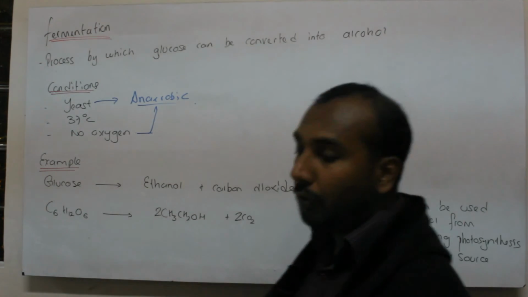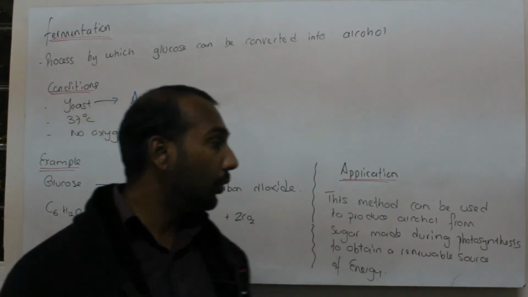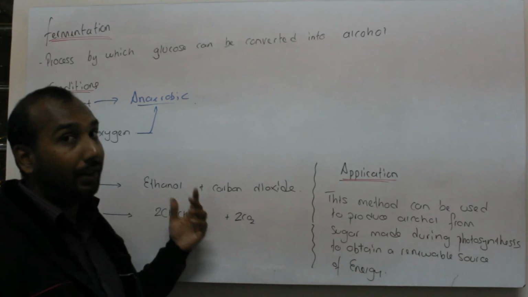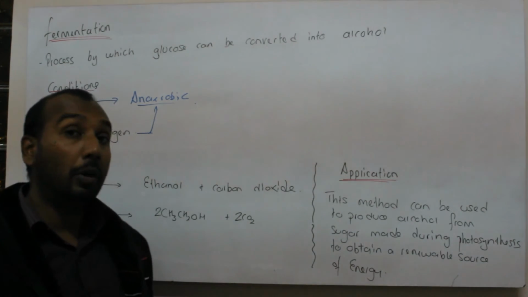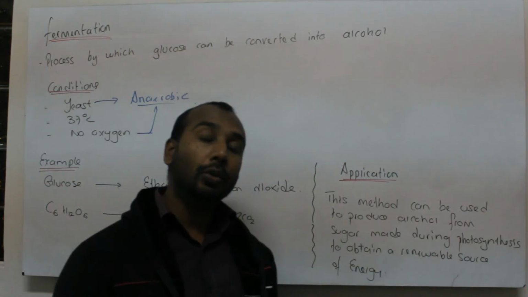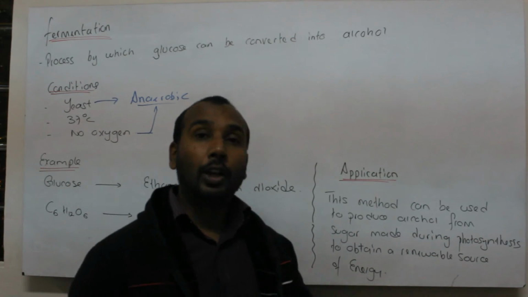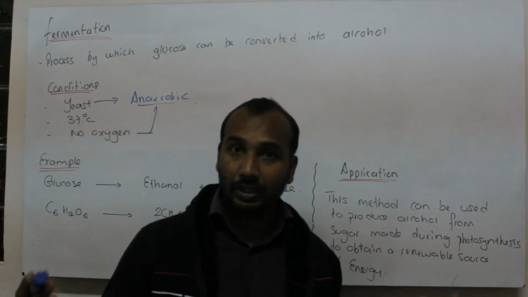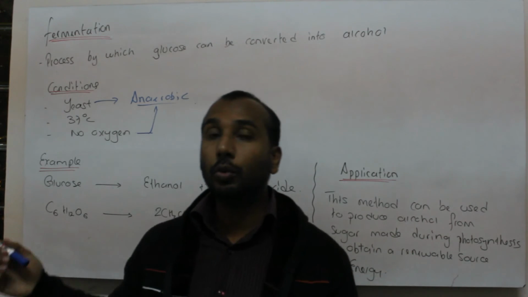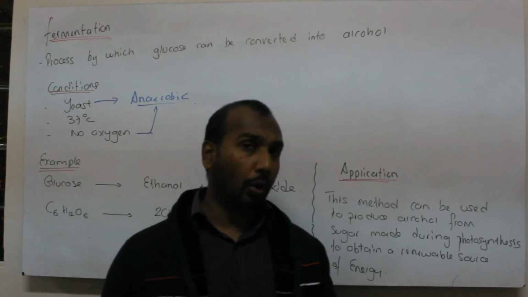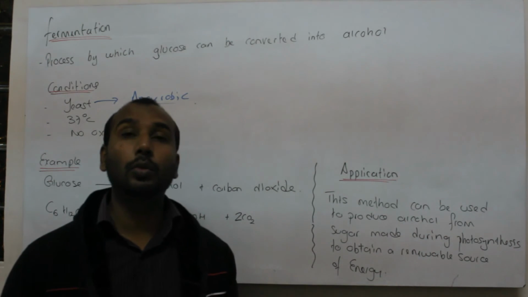Now, what's the application of fermentation? Because we can use glucose and convert it into ethanol, and ethanol can in turn be used as a form of energy. We can produce glucose from photosynthesis. So this whole process of photosynthesis can be used to make glucose, and then the glucose can be fermented into alcohol, and then the alcohol can be used as a source of fuel.